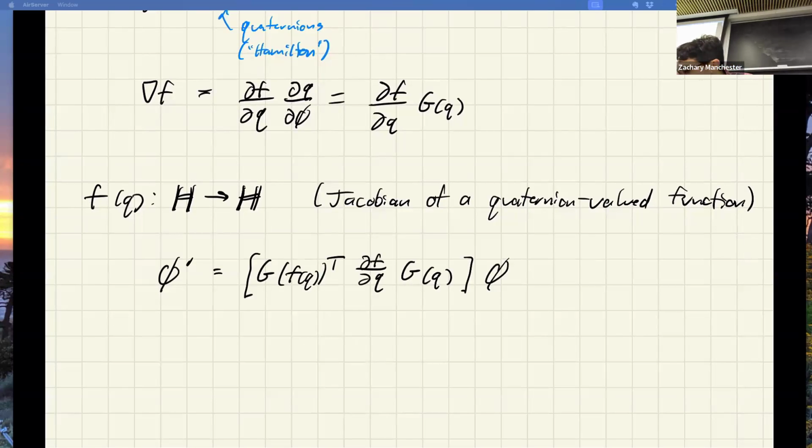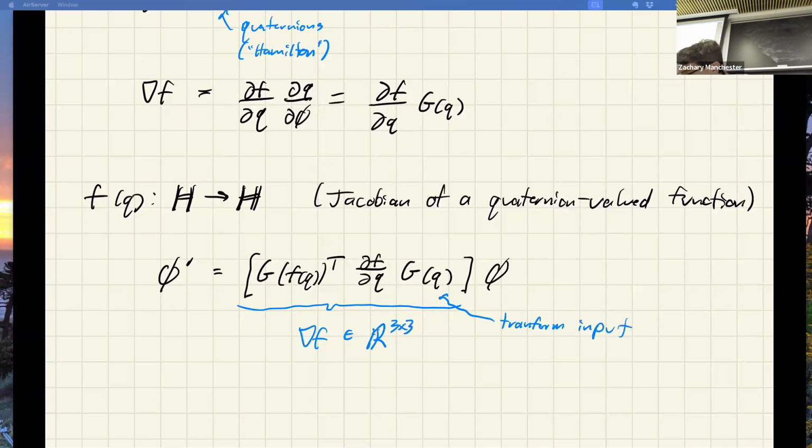This thing in the brackets, the whole thing, is what we're going to call del F. In the case of quaternion to quaternion, this is going to be a 3x3 thing, because I'm transforming it to map from perturbation on the input to perturbation on the output. The idea is it's basically transforming the input on the right and then transforming the output on the left.